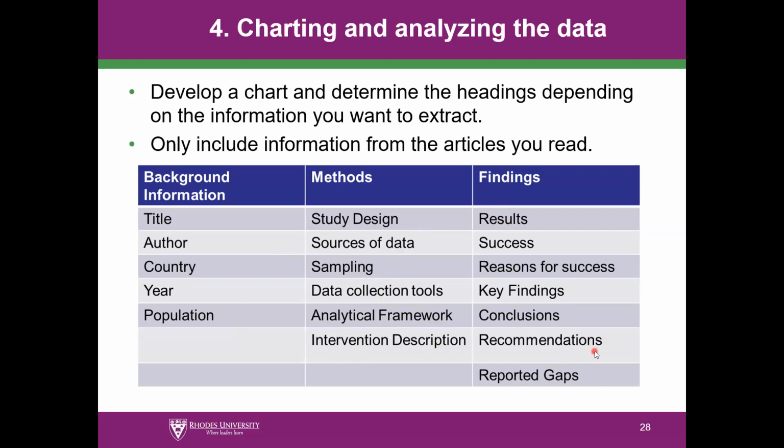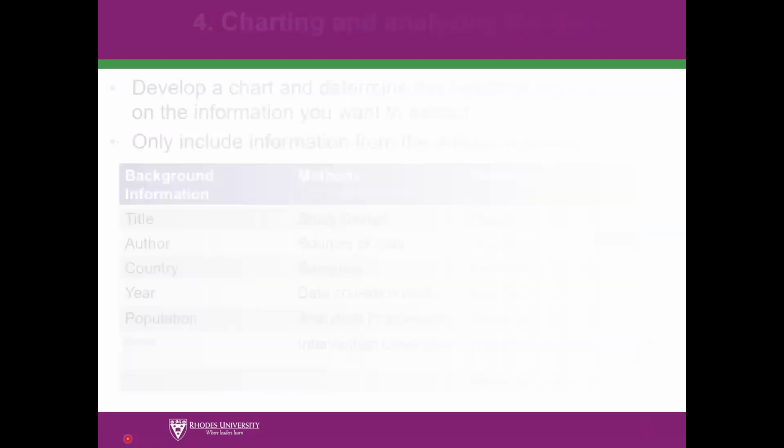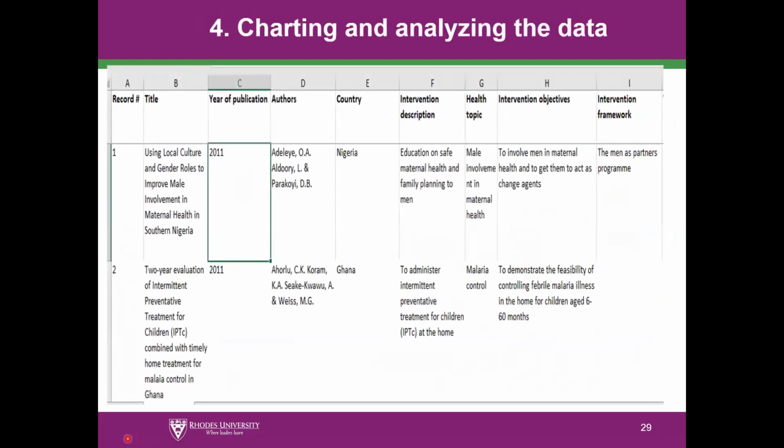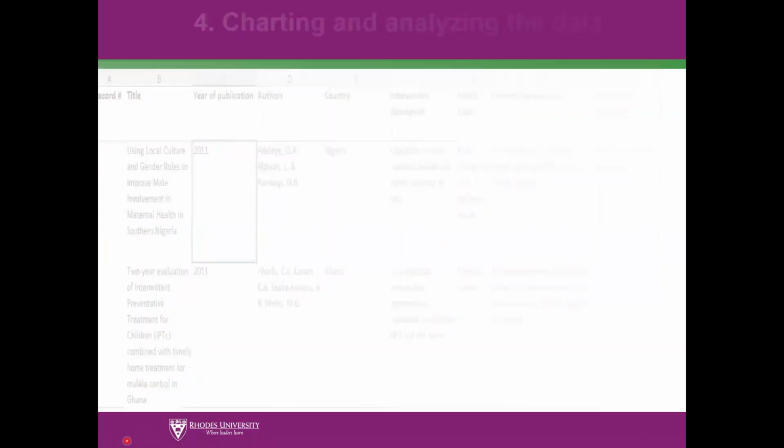Remember, it does not mean that you have to extract all of this information. You and whoever is conducting your scoping review will need to decide on what information you're focusing on and why. And those decisions form part of your scoping review report. And once you've decided, you will have a table such as this, where you have your title, your year of publication, and basically you copy and paste in that information as it is.